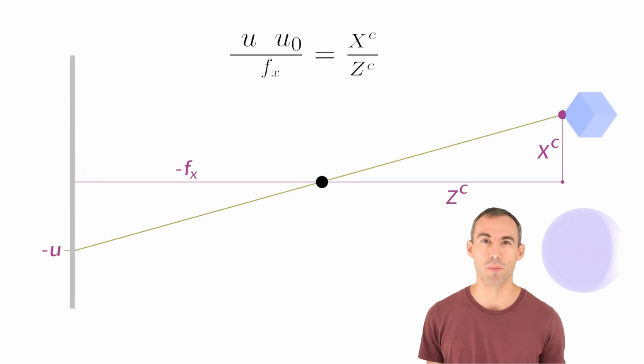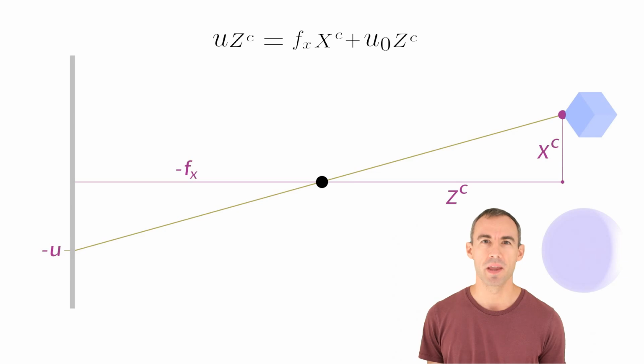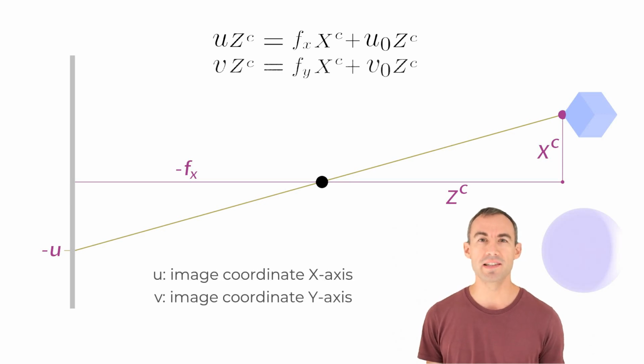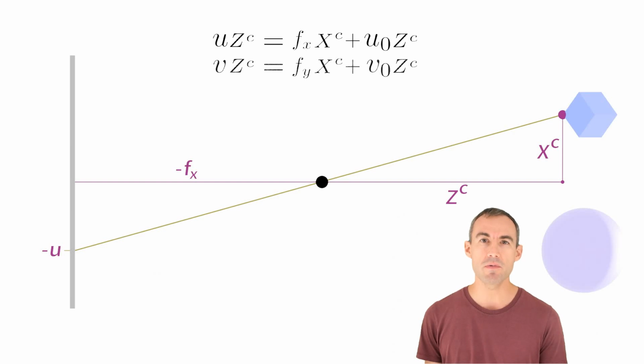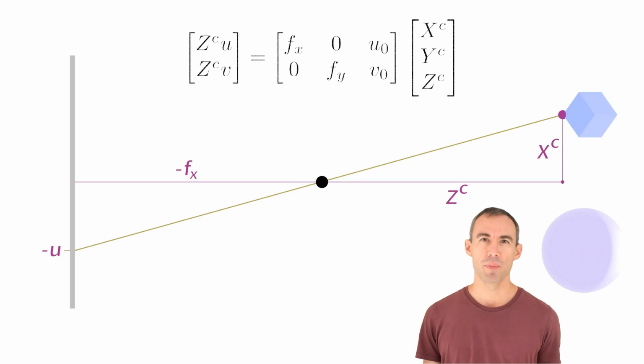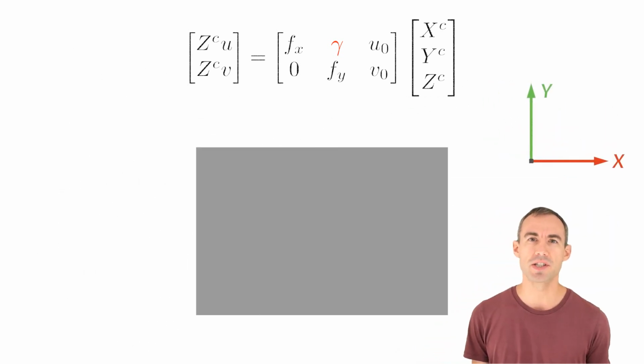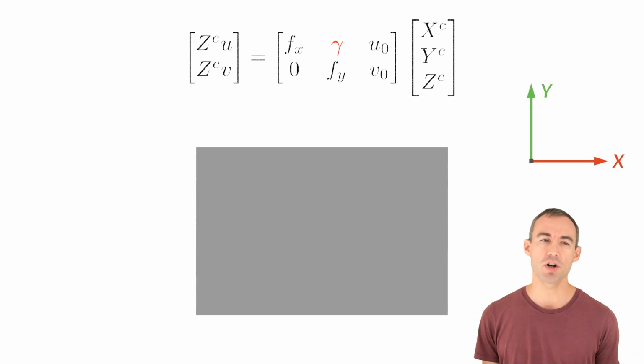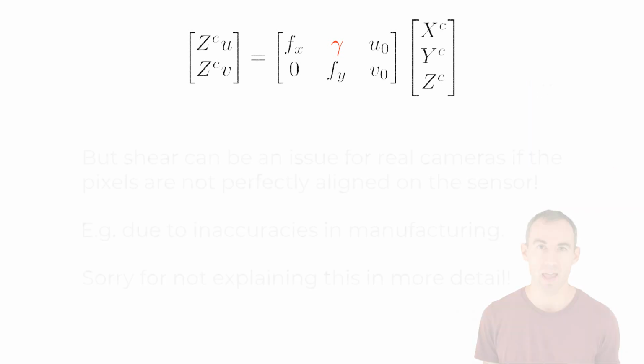Now let's rearrange this formula a little bit so we end up with this equation. And if we do the same thing for the y direction, then we get this one here. Here we use v for the image coordinate along the y-axis. And then we can rewrite these two equations in matrix form as shown here. Okay, so this matrix already looks similar to the intrinsic camera matrix. There are still two differences though. First, in many texts you see an entry here. That entry refers to the shear of the image plane, so to something like this. To my knowledge, that's not really a thing for an ideal pinhole camera.